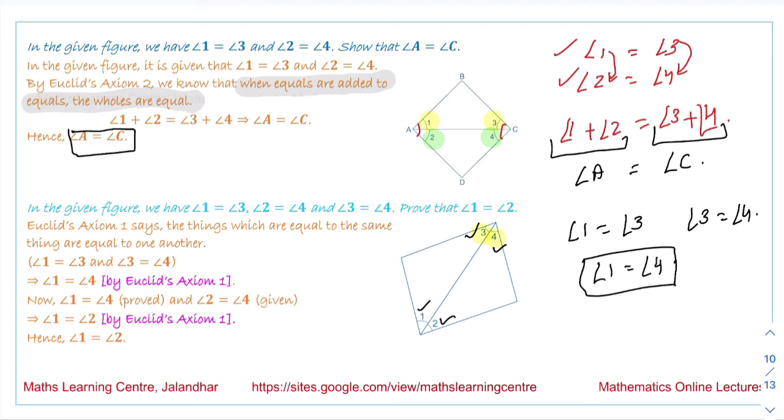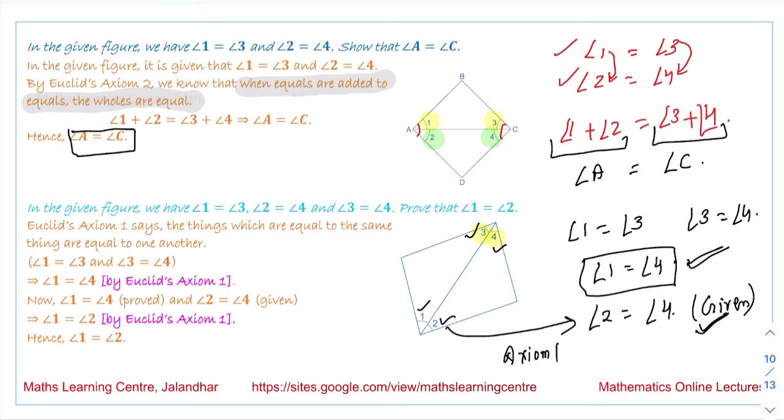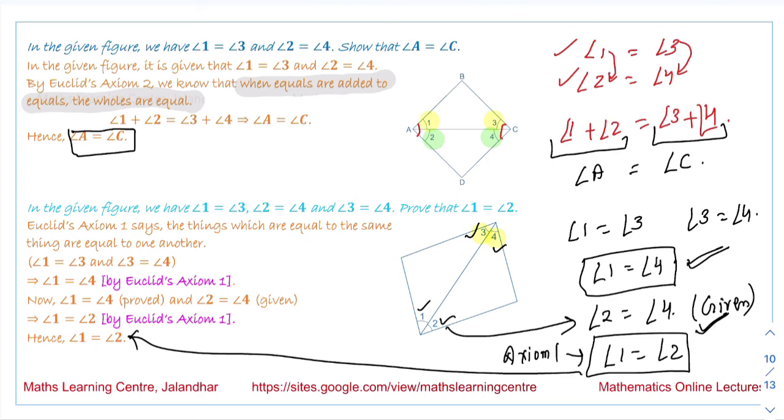Now what is given to us is angle 2 is equal to angle 4. Now combining these two values and using Euclid's first axiom, we get angle 1 is equal to angle 2, and this is what we have to prove.